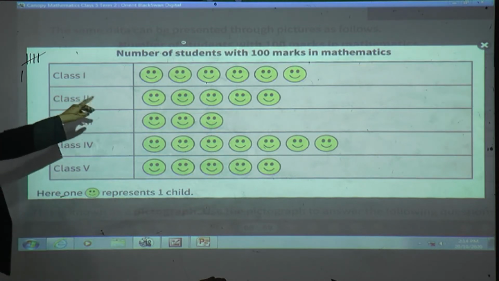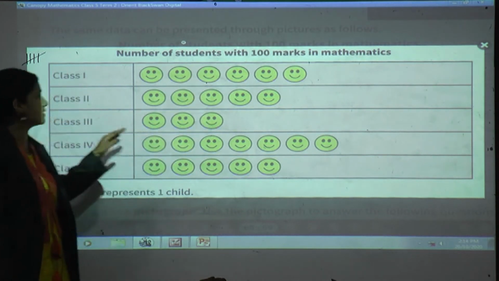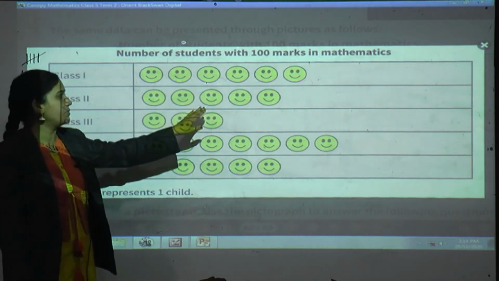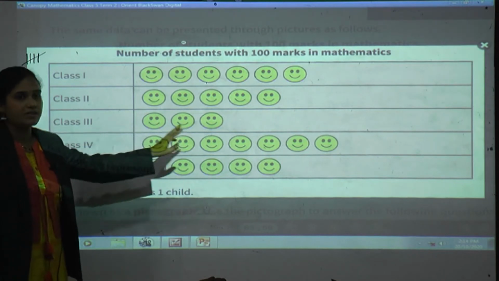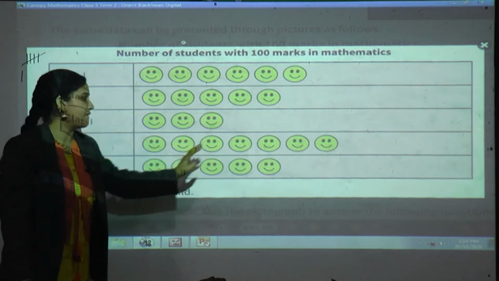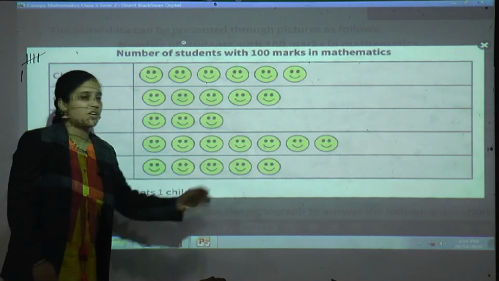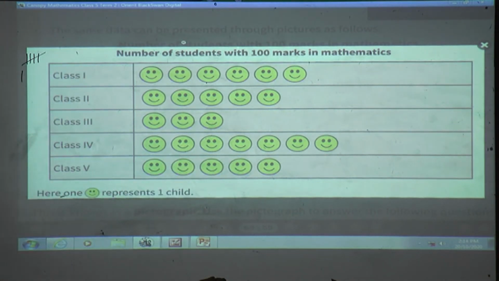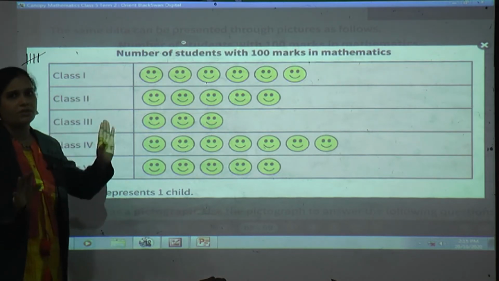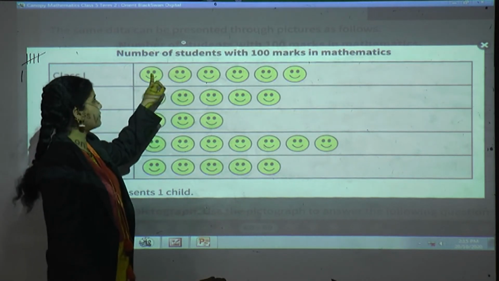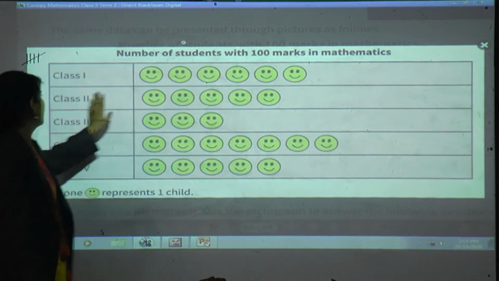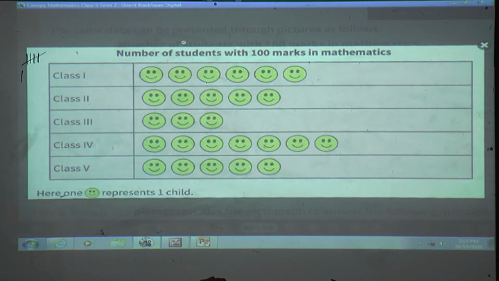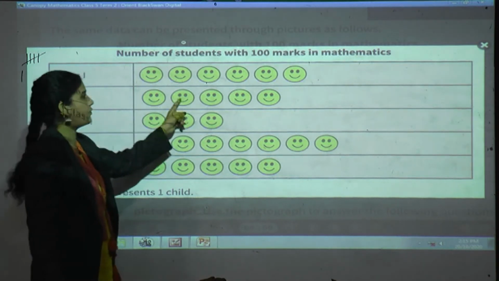See, class 1, here they have given 6 smileys, class 2, 5 smileys, class 3, 3 smileys, class 4, 7 smileys, and class 5, 5 smileys. What is meant by these smileys? Yes, see previous page 67. Here in class 1, 6 students got 100 marks in mathematics. So instead of a number, we can use this picture. So that's why 6 smileys are here. In class 2, 5 students got 100 marks. So that's why here are the 5 smileys.